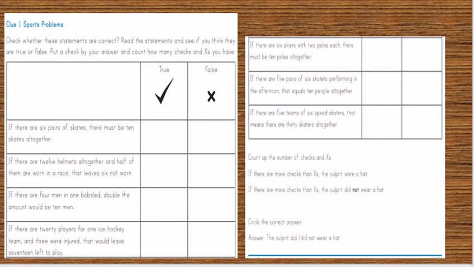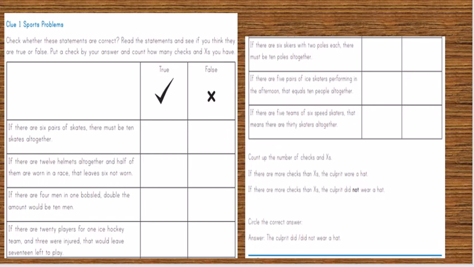All right, clue number 1, sports problems. Check whether these statements are correct. Read the statements and see if you think they're true or false. Put a check by your answer and count how many checks and X's you have. You can number your problems from 1 to 7 and just mark true or false. Number 1, if there are 6 pairs of skates, there must be 10 skaters altogether. Is that true or is that false?